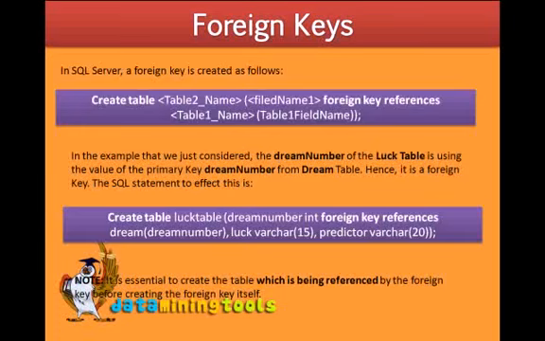In SQL Server, a foreign key can be created using the syntax CREATE TABLE followed by the table name, specifying the fields, and specifying FOREIGN KEY REFERENCES followed by table 1 name and table 1 field name. In the example before, we created the foreign key using the syntax CREATE TABLE luck table, dream number, its data type, FOREIGN KEY REFERENCES dream(dream number), followed by the other fields. Remember that it's essential to create the table which is being referenced by the foreign key before creating the foreign key itself.